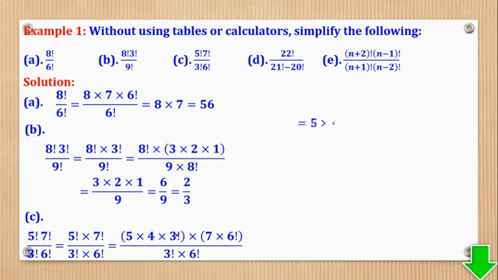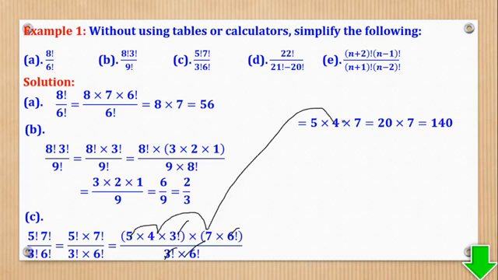And when that happens, we are going to remain with 5 times 4 times 7. So 5 times 4 is 20. 20 times 7 is 140. And that's what they wanted.